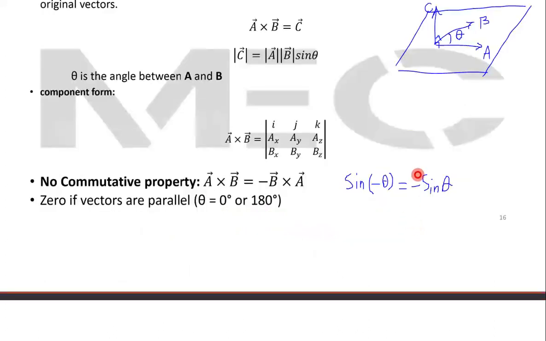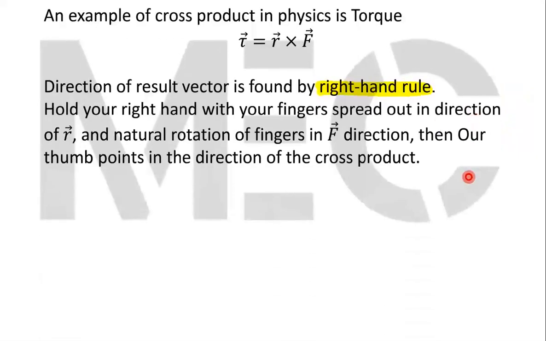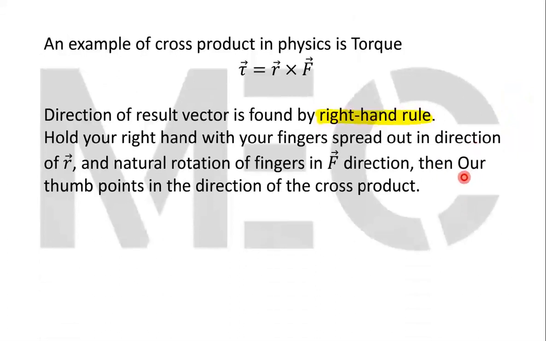Then our thumb points in the direction of the cross product. So we can apply it here. You can hold your hand so that four fingers are in the A direction, and then natural rotation of fingers gives B direction. Then the thumb gives the C direction. This is called the right-hand rule. The right-hand rule can be explained in many ways. This is one way of explanation, and it's quite handy. Okay, I explained it this way.